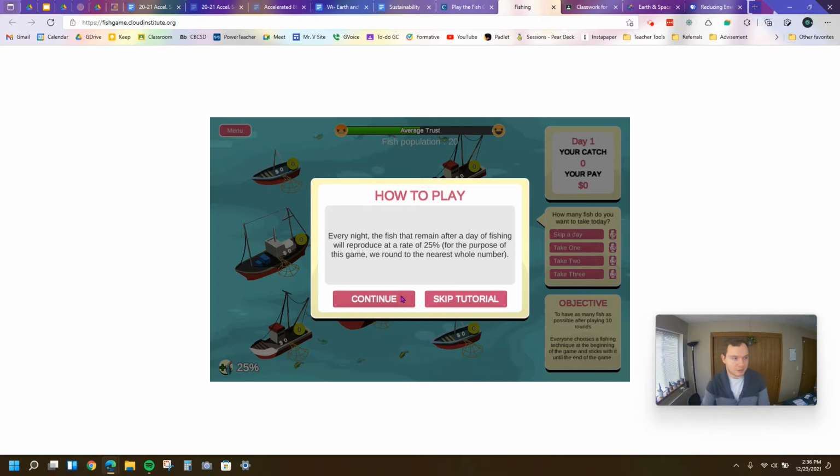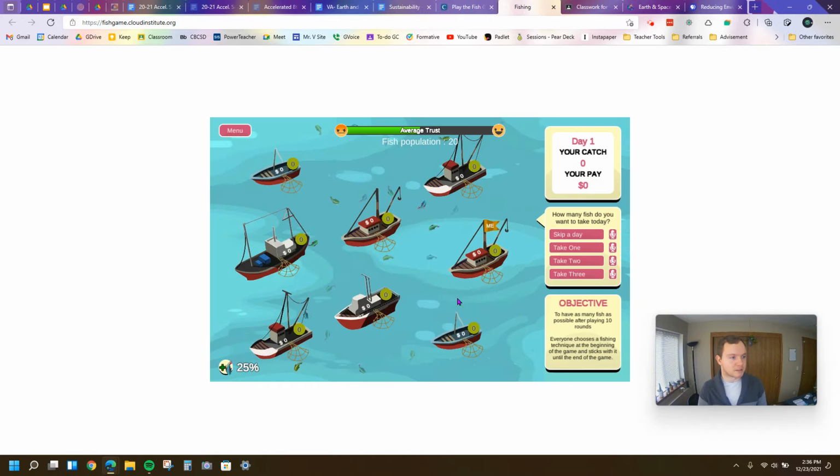And what you're going to see is the fish will reproduce. So if I take some fish out of the lake, in the next round, some will come back. They'll be born, and the goal is to try not to take too many fish. The goal of the game, in order to be sustainable, is that you and the other fishermen are not taking out so many fish that the fish that are left can't reproduce to keep up with demand. You'll kind of see that. I'm going to skip the tutorial.